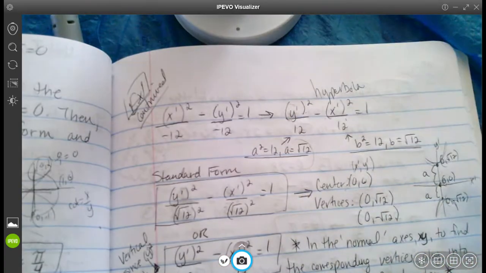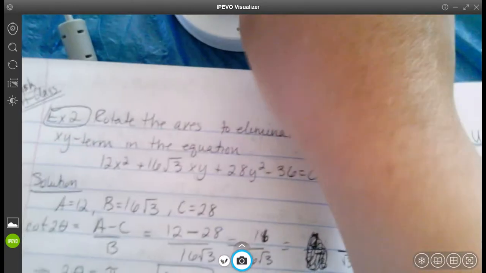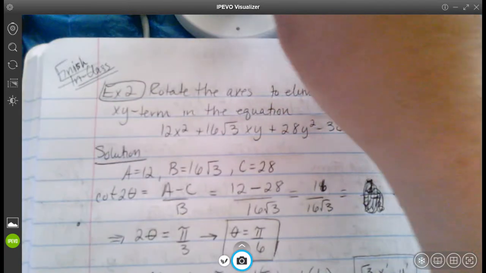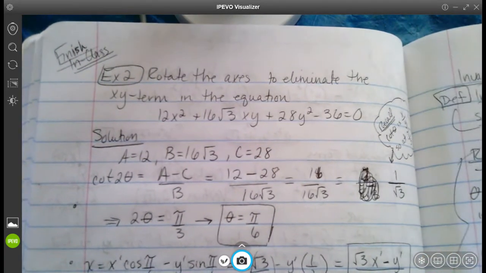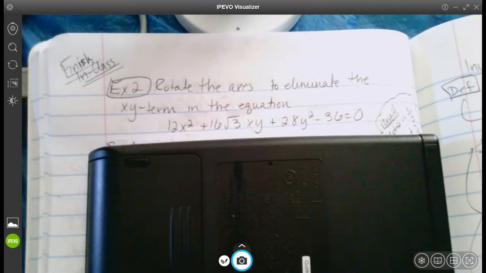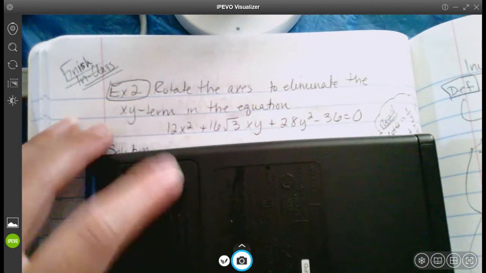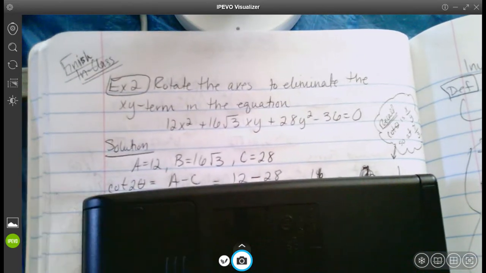Let's go ahead and look at the next one. I believe the next one is the one I started, and then I said we're going to finish in class, because as you can see, these do take some time to do. For example 2, we're going to rotate the axis to eliminate the xy term for a different equation, which I believe is an ellipse. Yes, this one's an ellipse. I can go over just the beginning real quickly.